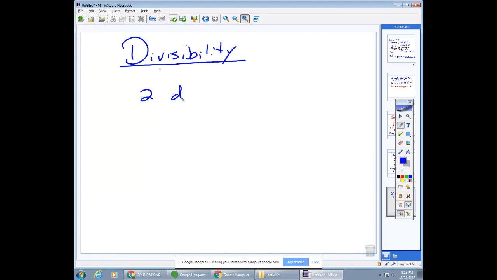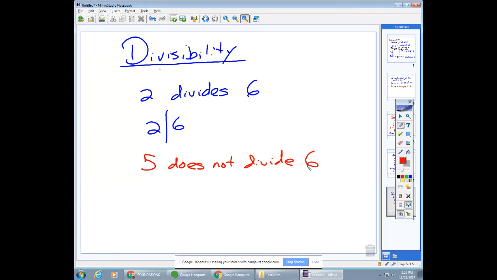So 2 divides 6. The shorthand for that would be 2, a vertical bar, and then a 6. So that says 2 divides 6. And you'll see this notation a lot in the homework and in the book. 5 does not divide 6. So that would be 5, we take the vertical bar and we put a slash through it, 6. That's the shorthand for that.